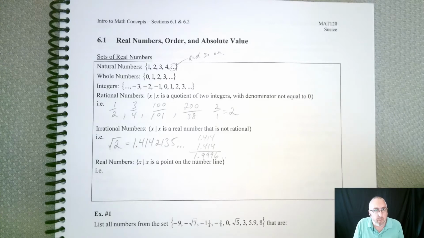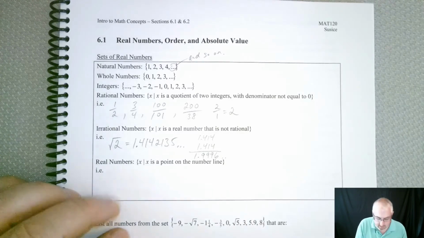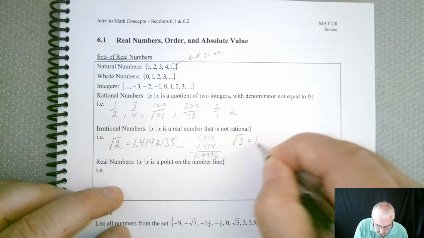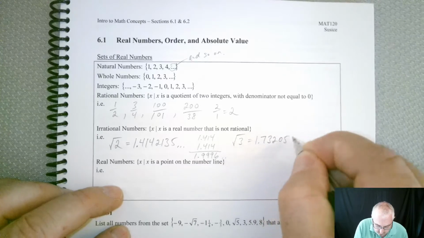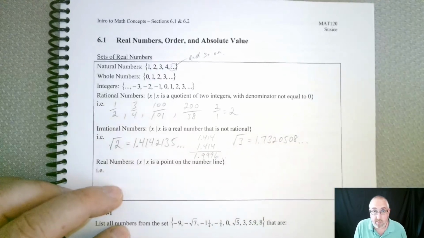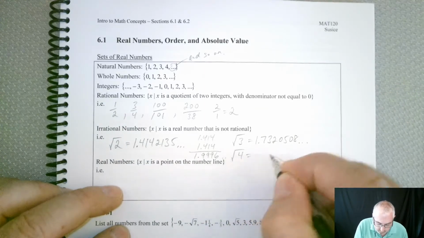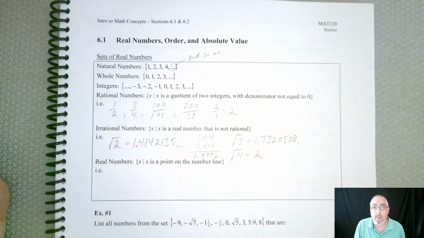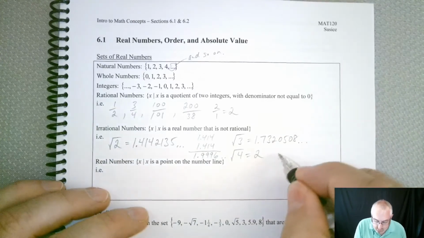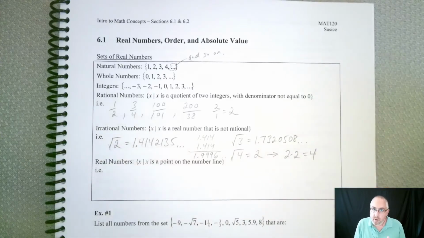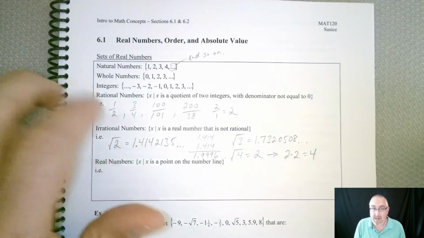But are all square roots irrational? Well, hopefully you know a couple that aren't. What if we looked at the square root of 3? Well, square root of 3 turns out to be 1.7320508, and it goes on forever and ever. But what about the next one? Square root of 4 is equal to 2, because 2 times 2 is 4. So there are some cases of square roots that are going to turn out to be rational.